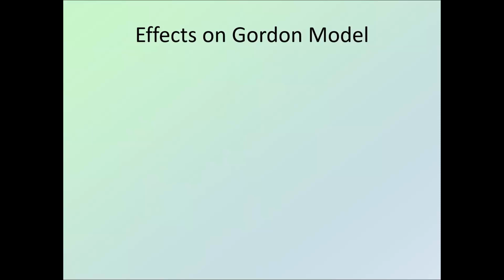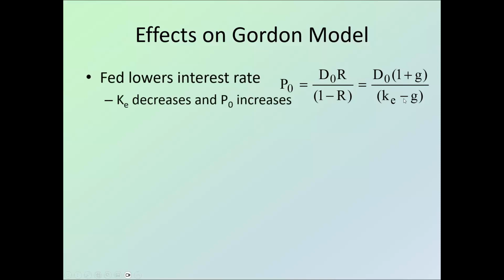What are some of the effects of Gordon's growth model? Well, as we know, this is the Gordon's growth model. P0 is D1 divided by KE minus G. If the Fed lowers interest rate, the discount rate will decrease. That rate there will decrease, decreasing the denominator and increasing the price of stock, because denominator down, the whole thing up.